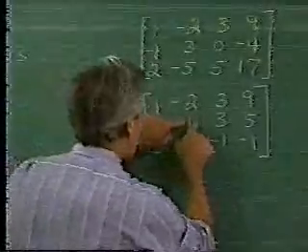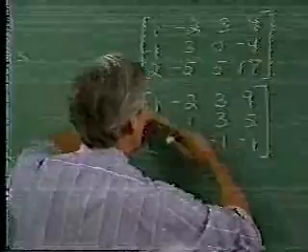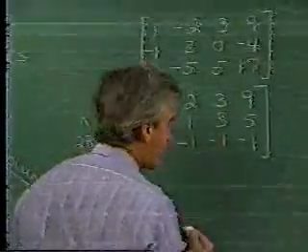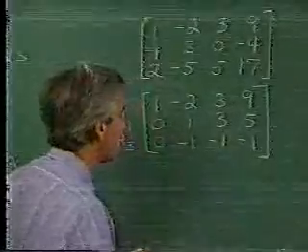We've accomplished a 1. You see, we want 1s along this diagonal and then zeros below the 1s. We want that kind of pattern to be established so that we can accomplish easy back substitution.